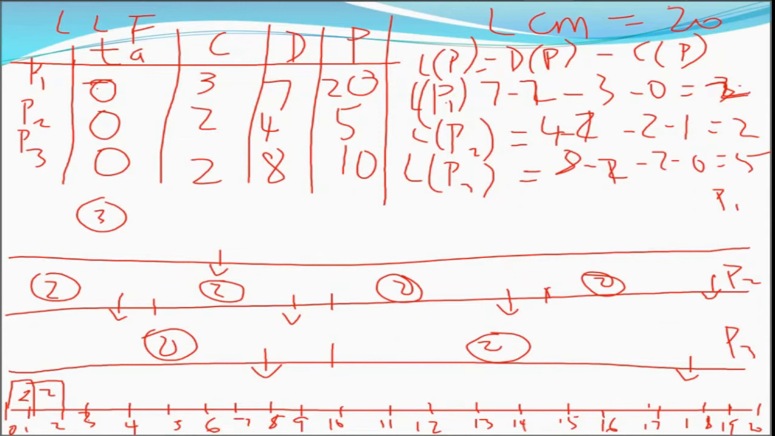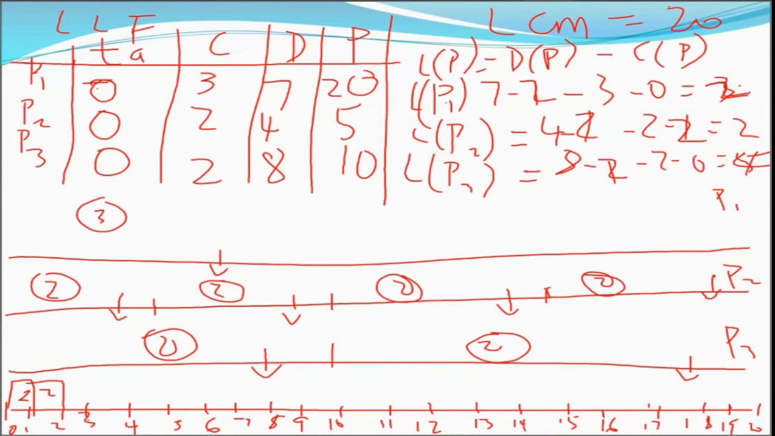And then 4 minus 2 is 2. 2 minus 2, yes. So here is 0. So 4 minus 2 is 2. So here is 2. Is that okay? Then 8 minus 2 minus 2 minus 0. What's the answer? 6 minus 2 is 4. So which one has the least laxity? We have two values being the same. Do you understand? So P1 and P2 are the same.